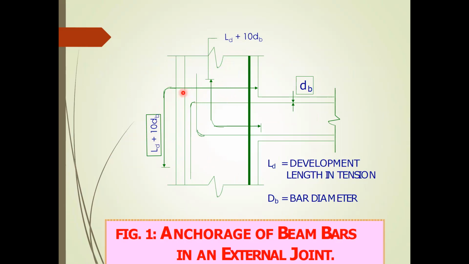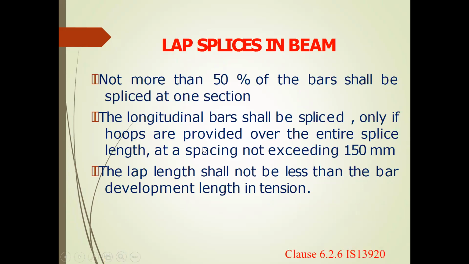This is the development length which has been shown. Ld is the development length in tension. DB is equal to bar diameter. Okay. It is for an external joint. Lap splices in the beam: not more than 50% of the bars shall be spliced in one section.